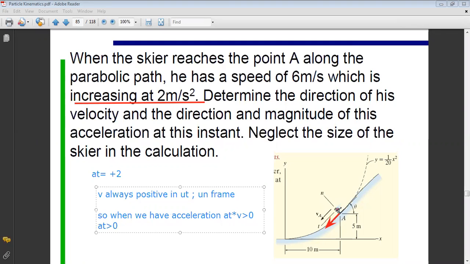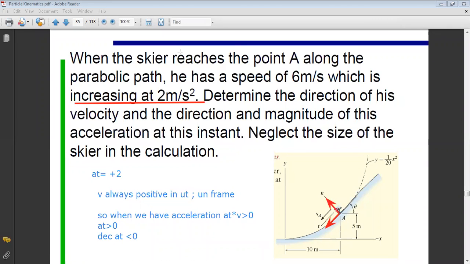And if we have deceleration, then AT will be negative. Okay? So here, because they said the speed is increasing at 2 meters per second square, AT is positive, equal to plus 2. Now, we still need to find AN. So AT is directed along UT. We still need to find the AN component of acceleration.